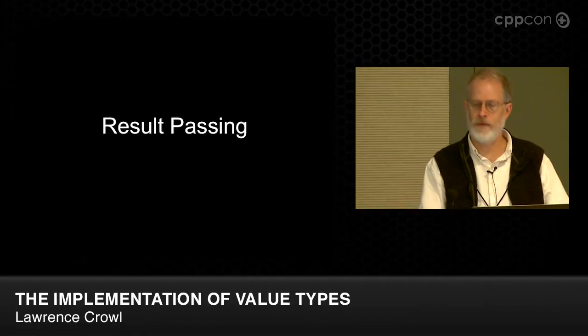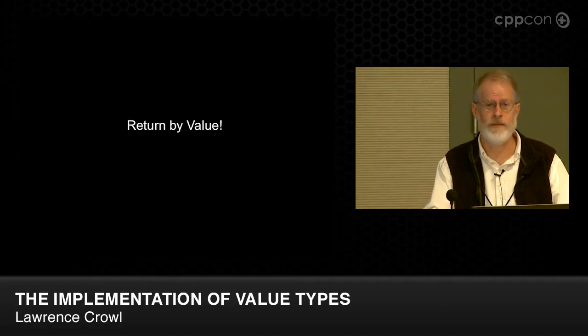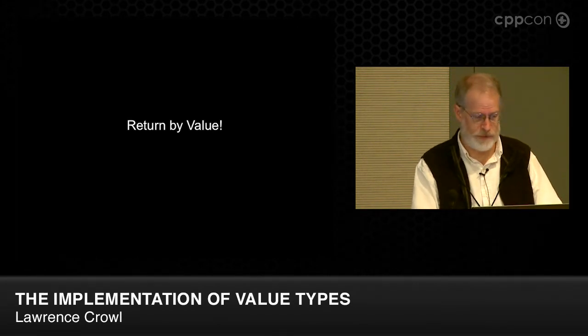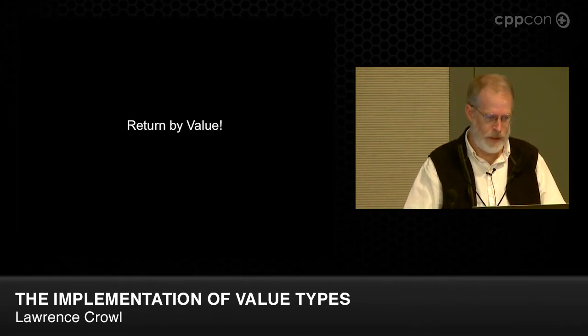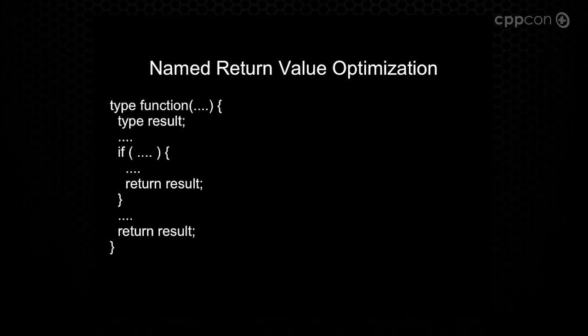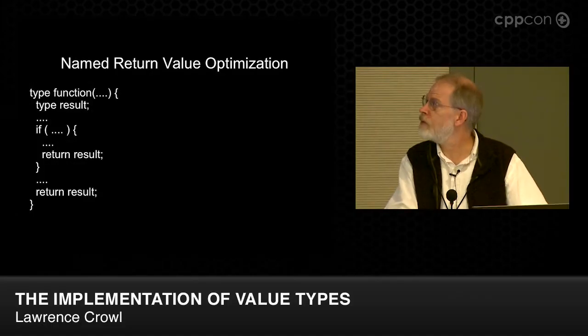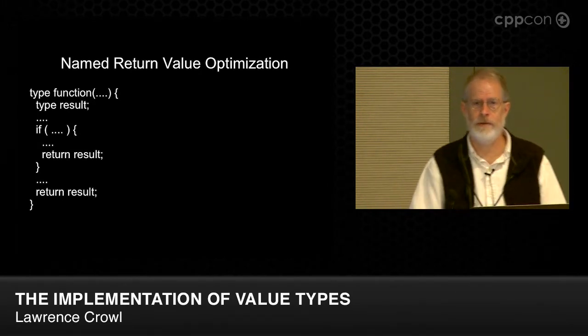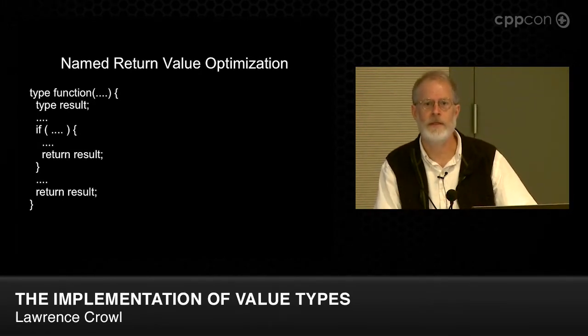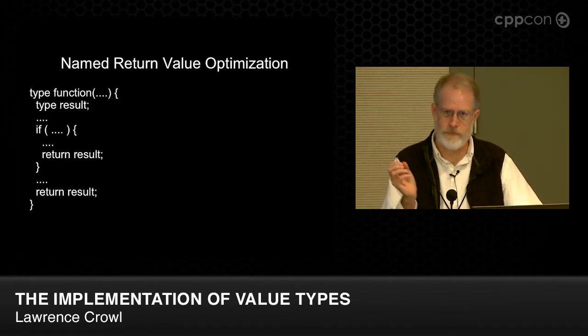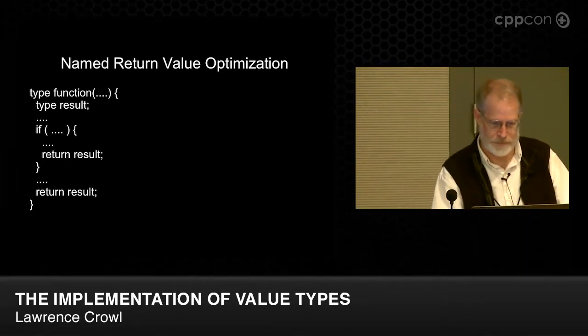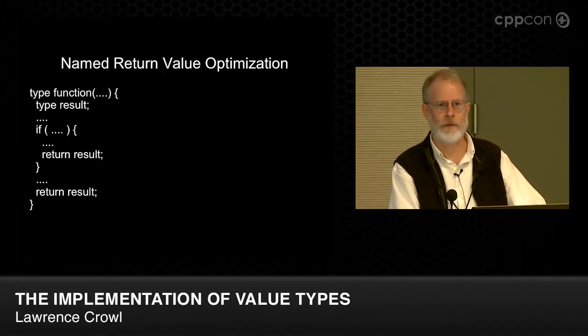Thank you. So result passing. Well, we're talking about value types, so of course you return by value. This is the best thing you can do for code clarity for a lot of things, not just value types. But the one thing I want to make sure you do is, for every function that returns a value, make sure it follows the named return value optimization. So you have a single variable, and every return statement just returns that variable. And if you want a different return value, assign to that variable. It's the best thing you can do for performance in C++.